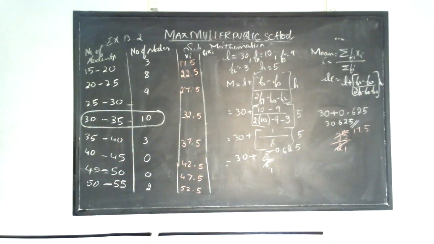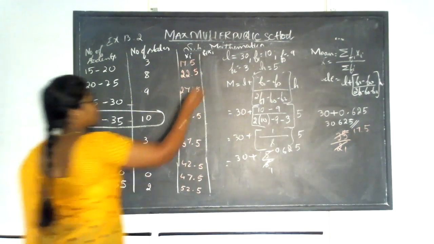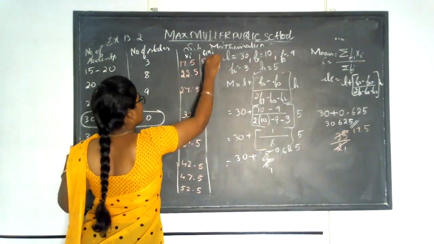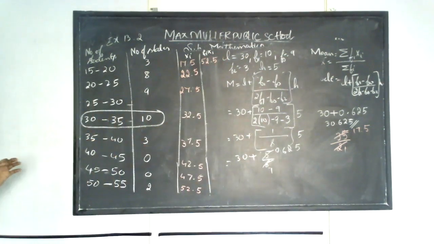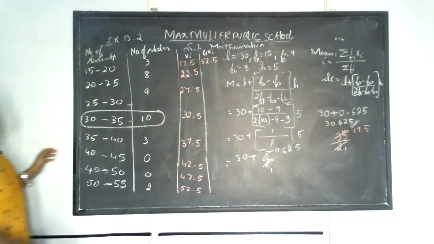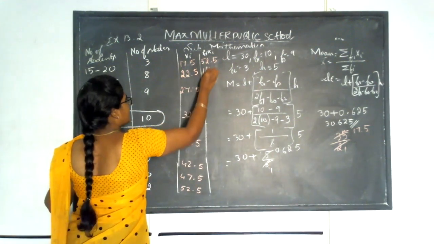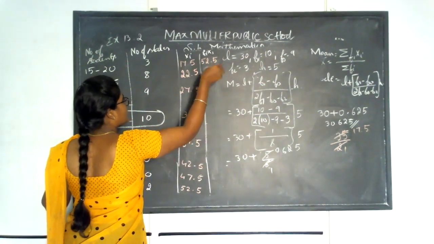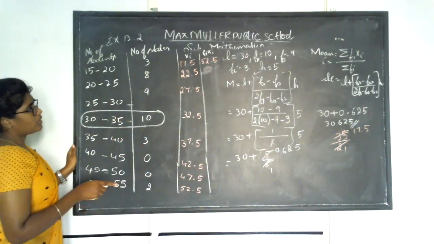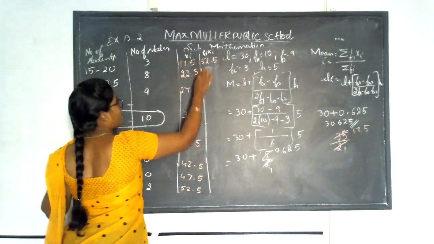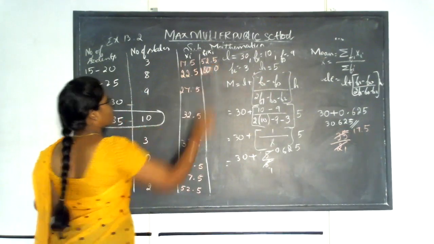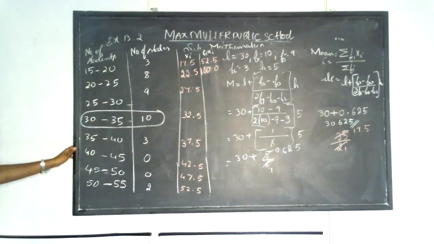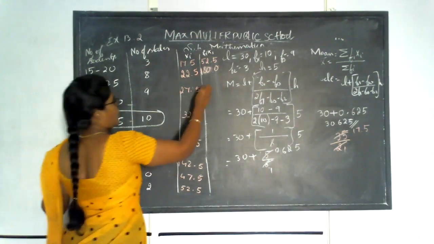Now what we need to do? We need to multiply. How much will you get? 3 into 17.5 will be 52.5. Correct? Then 8 into 22.5 you will get as 180.0. Next, 9 into 27.5 is how much? 247.5.